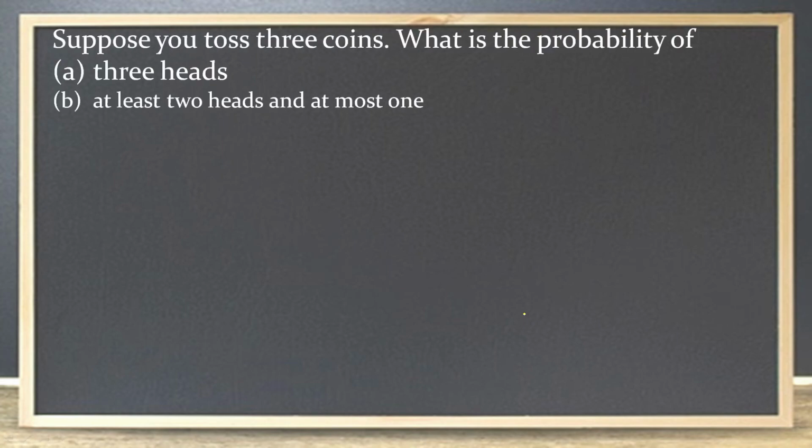Suppose you toss 3 coins. A, what is the probability of 3 heads? B, at least 2 heads and at most 1 tail. C, 2 tails, 1 head.